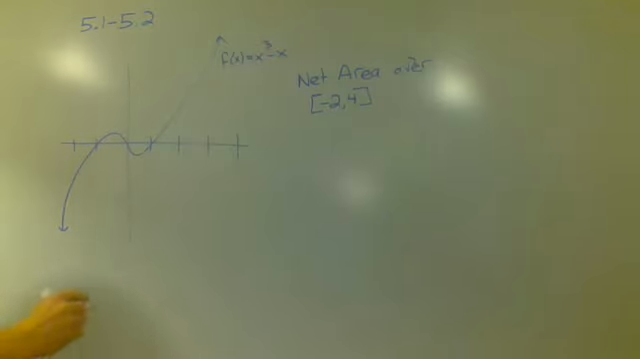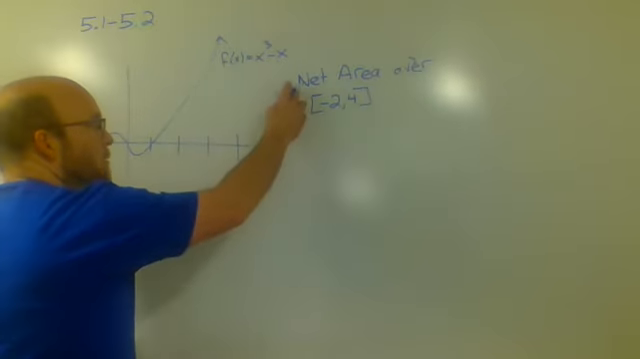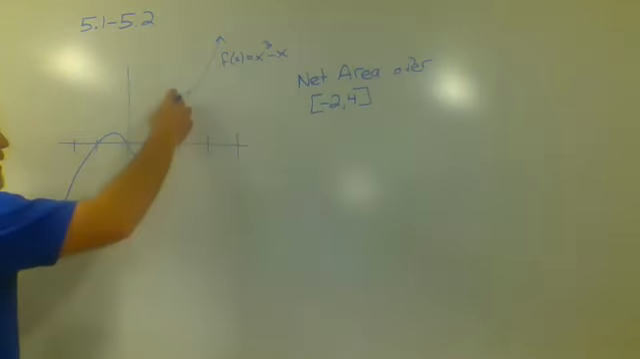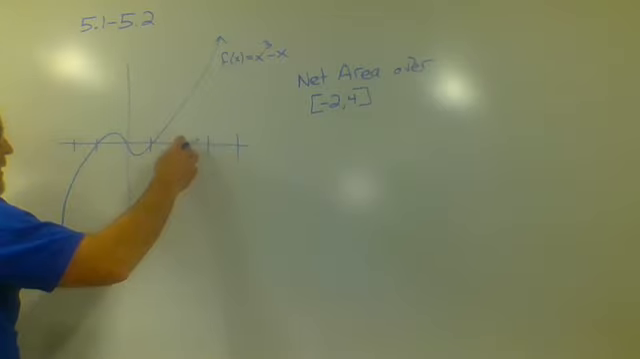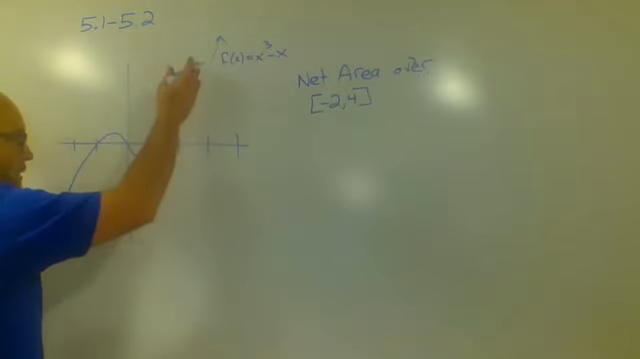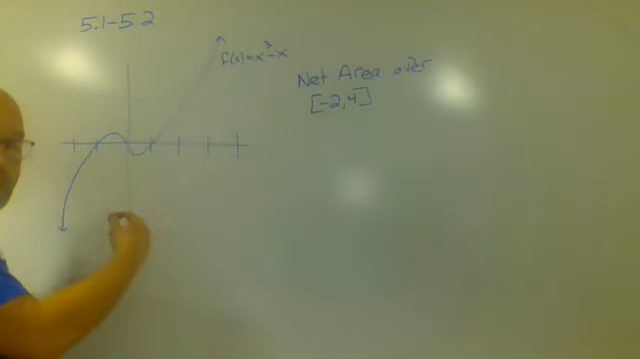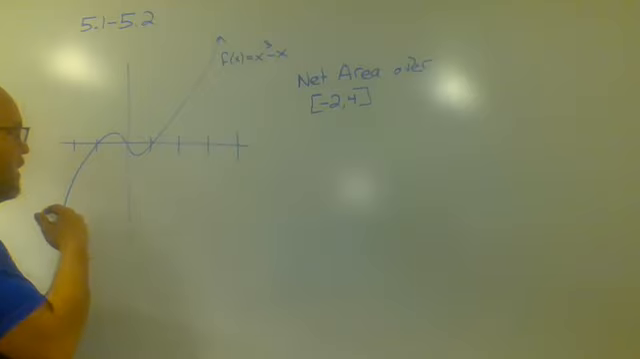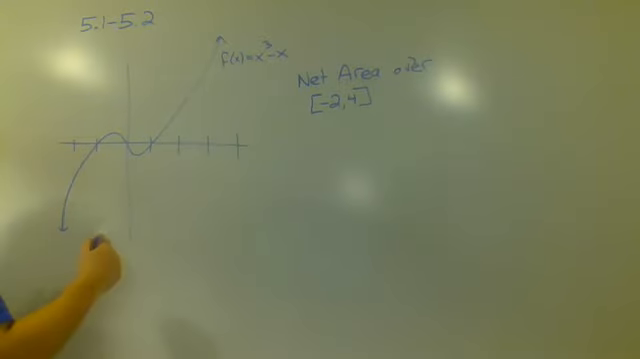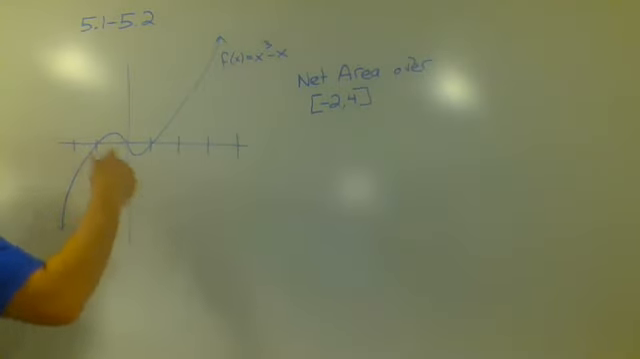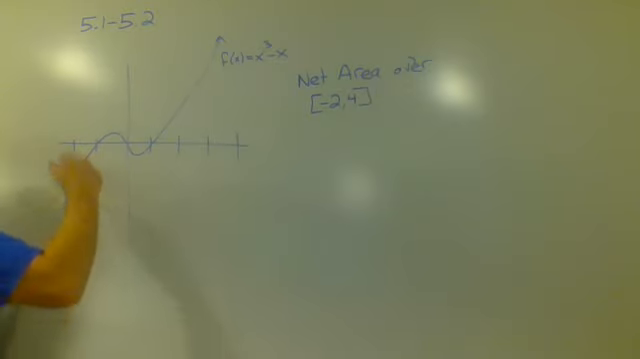So the review here is that net area is nothing more than the area between the graph and the x-axis. If you're above the x-axis, the area is positive. If you're below the x-axis, the area is negative. And so here we're going to have to break it into some chunks because the area between the x-axis and the graph changes in the direction as we go across here.